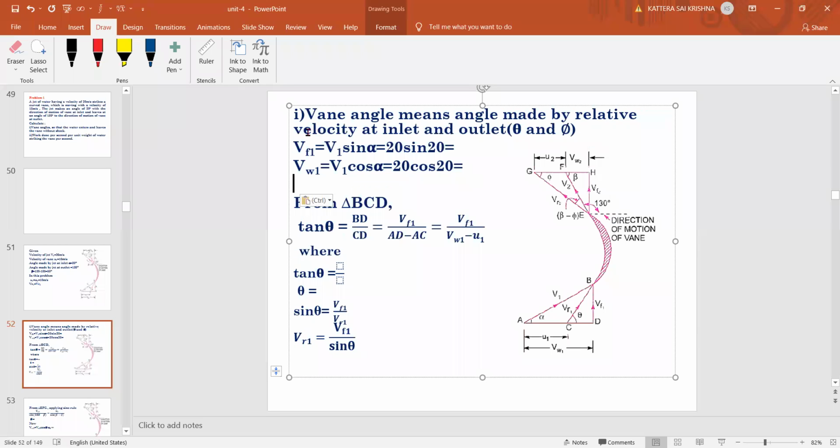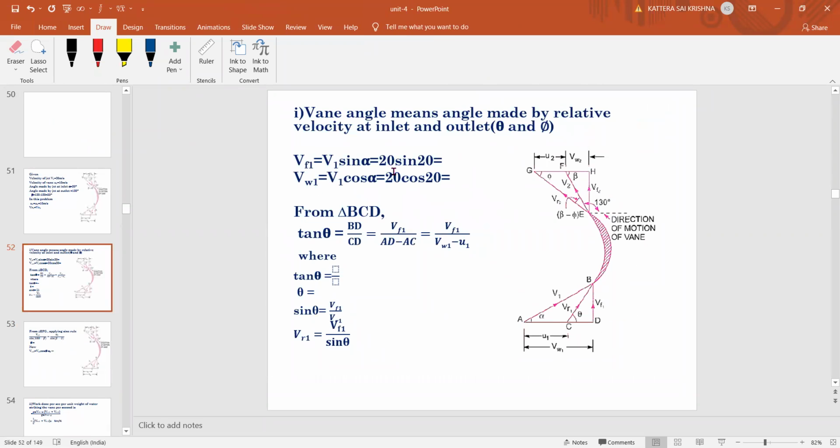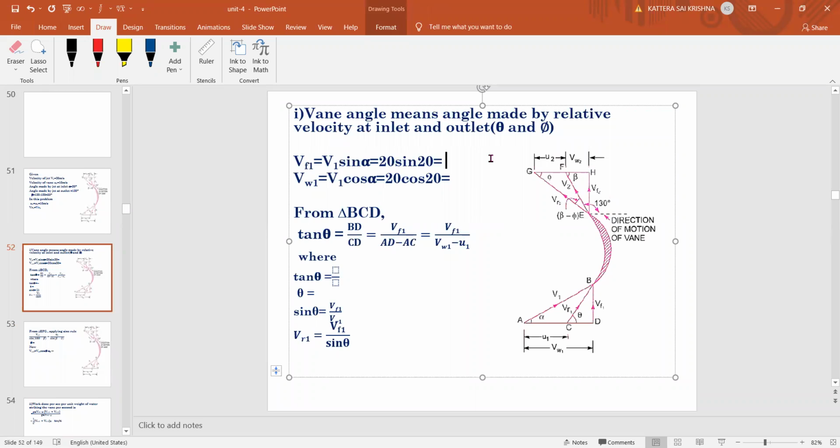Immediately, first whatever you can do, we can find VF1 and VW1 when we have V1 and alpha values. Okay, it will be easy, right? So first we are finding VF1. What is the value of V1? 20. So 20 sine alpha, alpha value is also 20. Please tell me the value of VF1. VF1 equal to 6.84 meter per second.